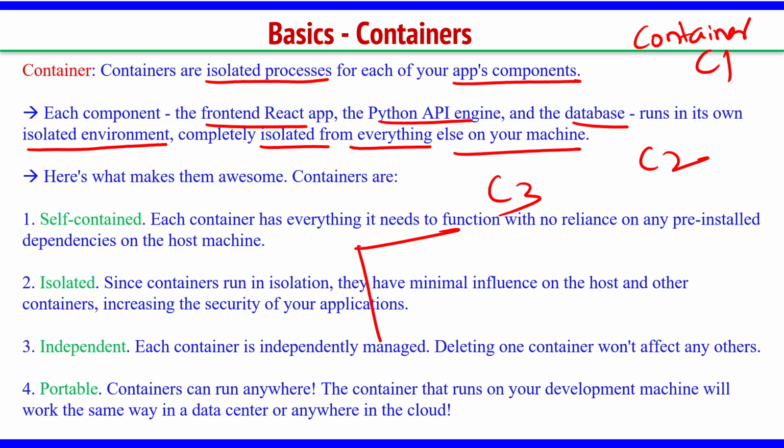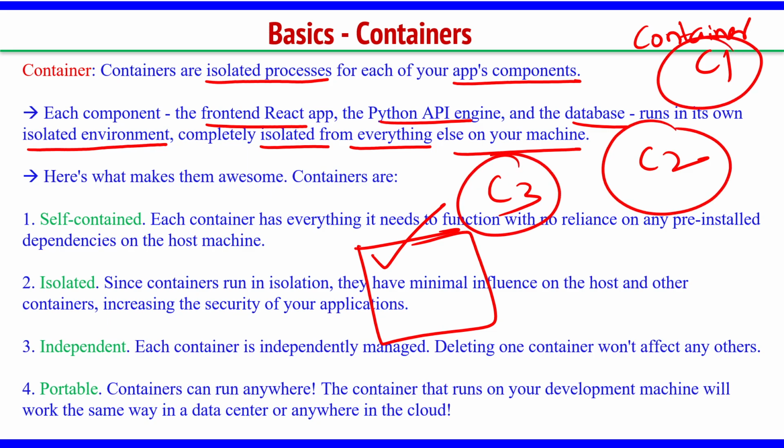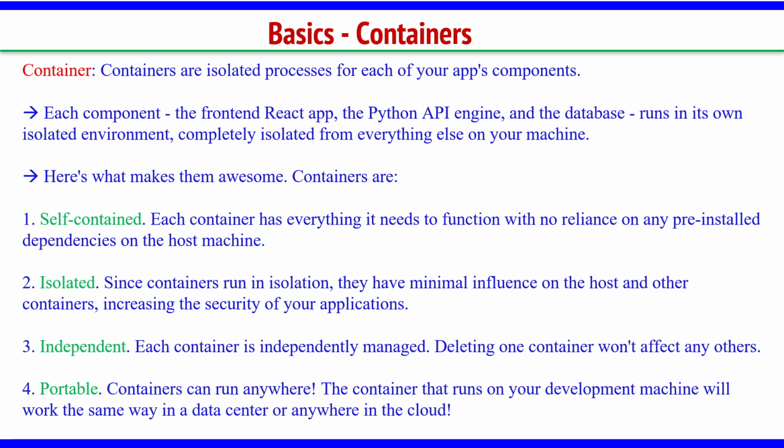So, I will create a box. This can execute independently in an isolated environment, without any impact on the other containers, right? So, a container is an isolated process. It is a box. For everything there is a separate container. For the front end there is one container, for the back end Python API there is another container, and for the database there is another container. Completely isolated from everything else on your machine, right?